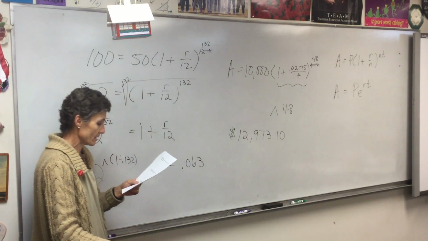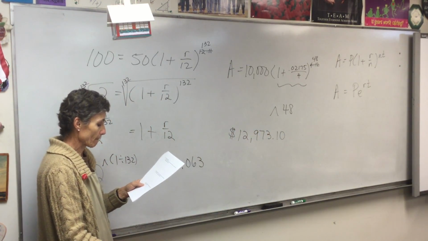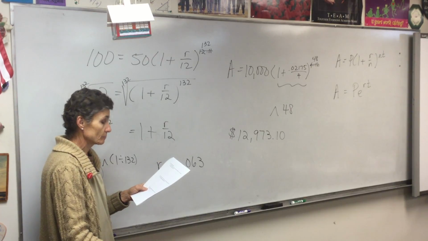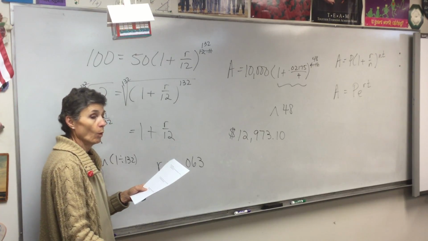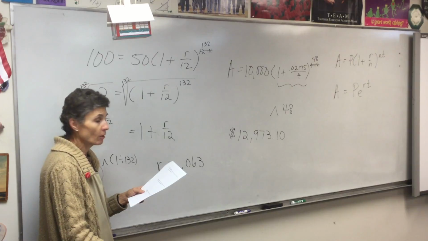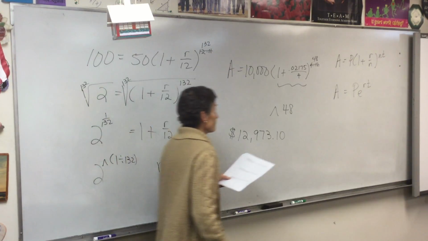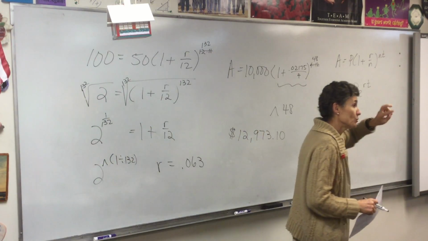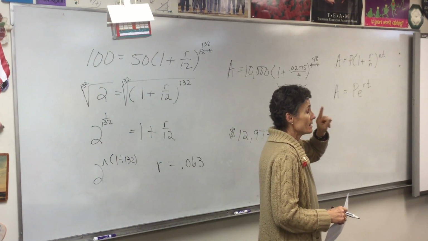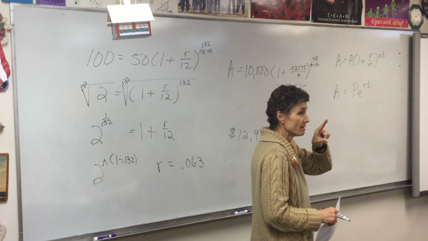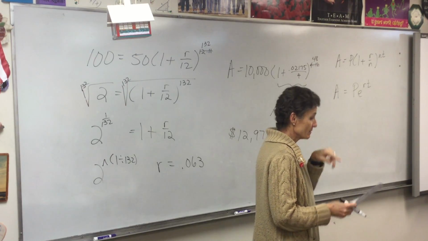One more. Here we go. What formula? That's a PERT formula. Remember, it's PERT two different ways: if it says continuously, or if it's not money. This is not money.